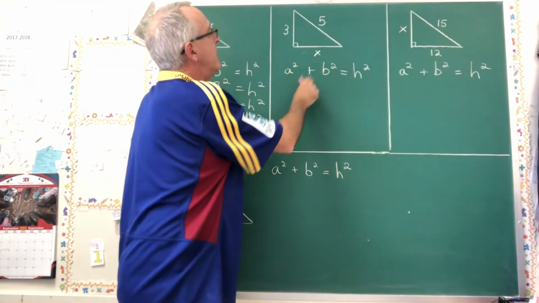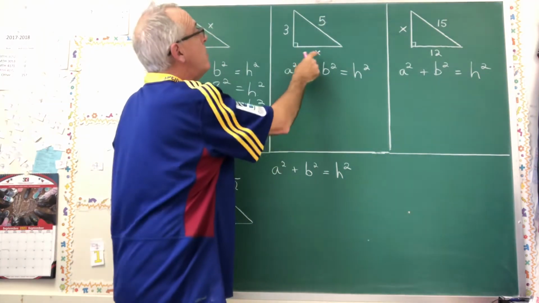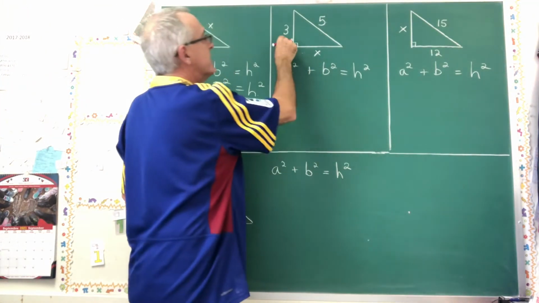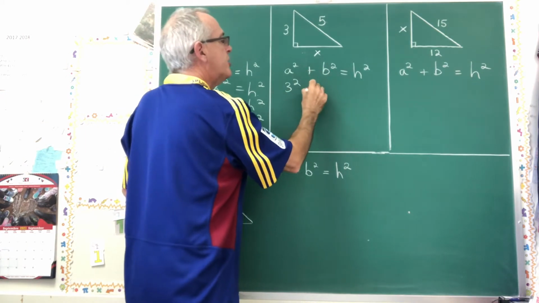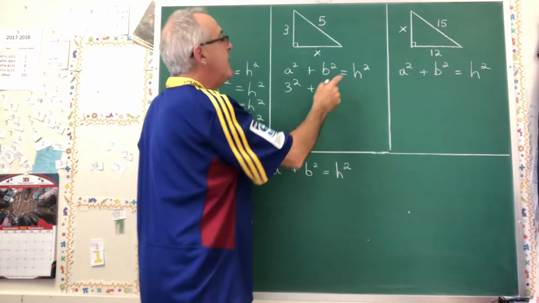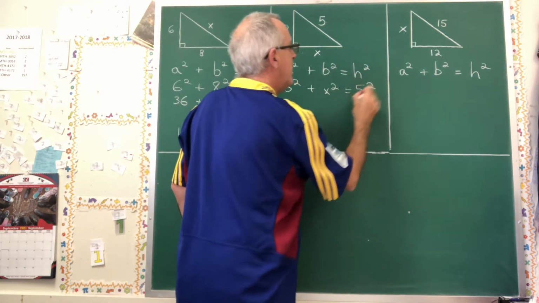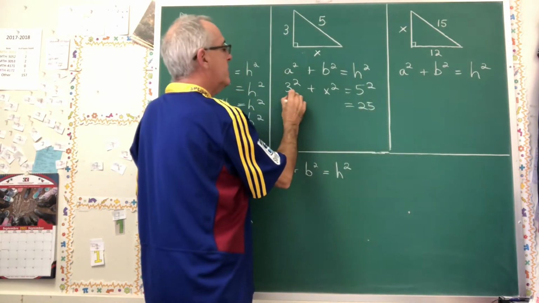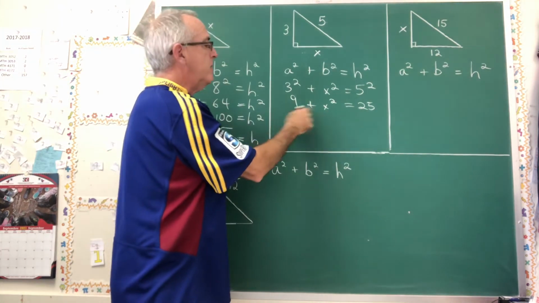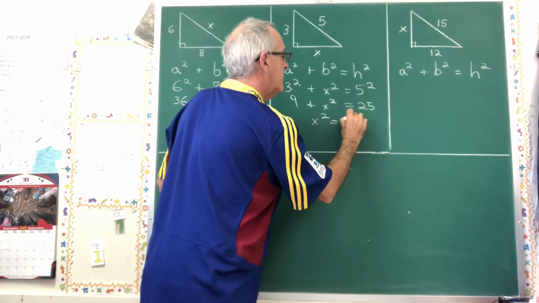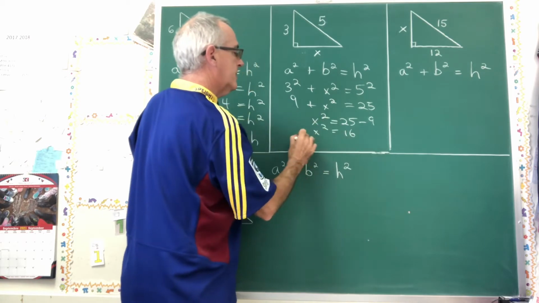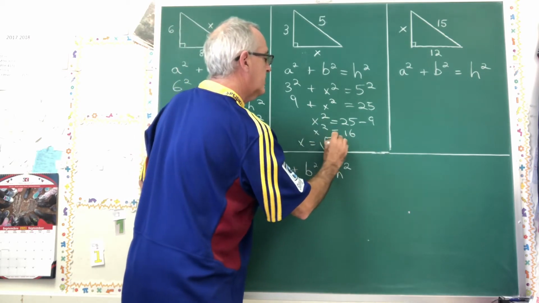In this second example, I know the hypotenuse, but I know the a and not the b, so it's the b that I'm looking for. A squared is therefore 3 squared. I'm going to change b squared into x squared. It doesn't matter what variable I use. And h squared is 5 squared. 5 squared is 25, 3 squared is 9. Now, we need to isolate our unknowns, so we're going to move the 9 to the other side, where it becomes negative. 25 minus 9 is 16. If x squared is 16, x is equal to the square root of 16, which is 4.